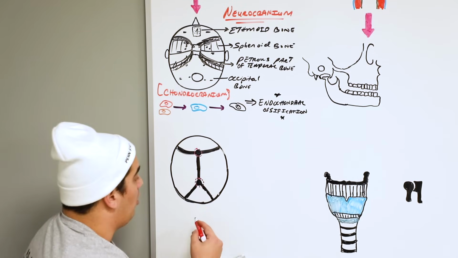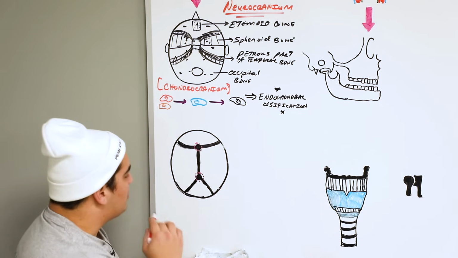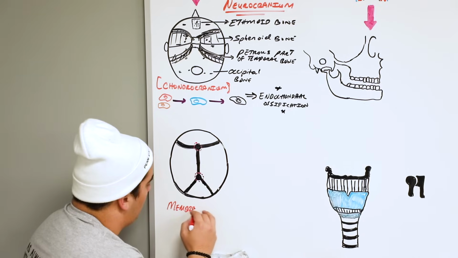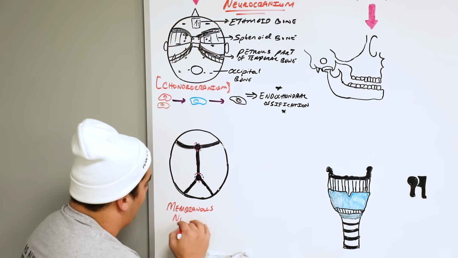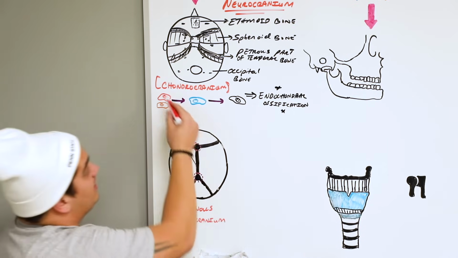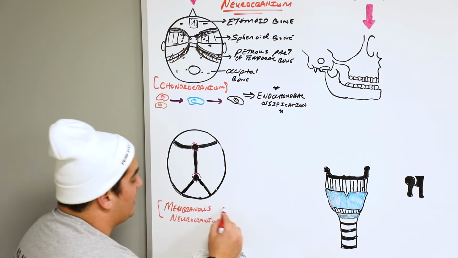The top of the skull is actually going to be called something very interesting. This one is called the membranous neurocranium. The membranous neurocranium. This is the chondrocranium, or the chondroneurocranium, and this is the membranous neurocranium.